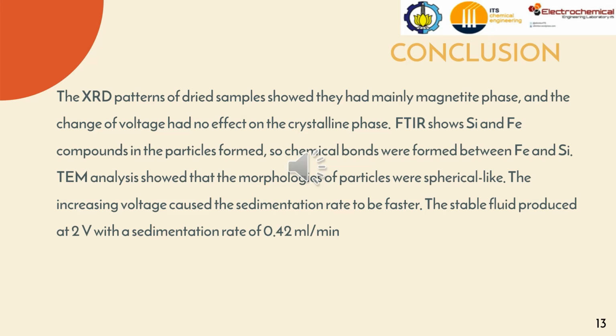The XRD pattern of the samples showed they had mainly magnetite phase, and the change of voltage had no effect on the crystalline phase. FTIR showed Si and Fe compound in the particle form, so chemical bonds were formed between Fe and Si. The TEM analysis showed that the morphologies of particles were spherical-like. The increasing voltage caused the sedimentation rate to be faster. The stable fluid produced at 2 volt with a sedimentation rate of 0.42 ml per minute.